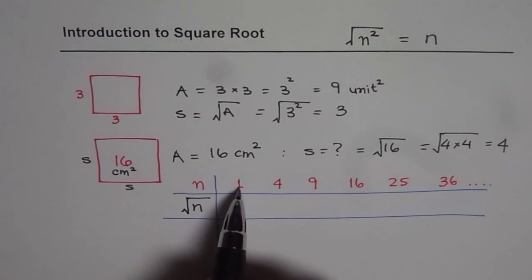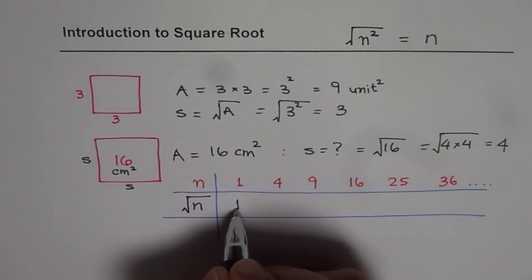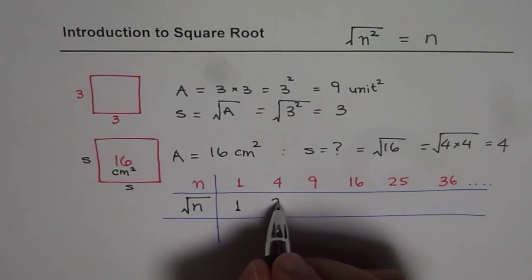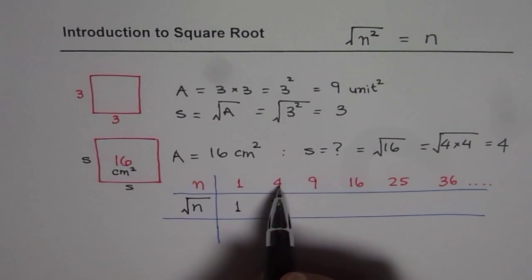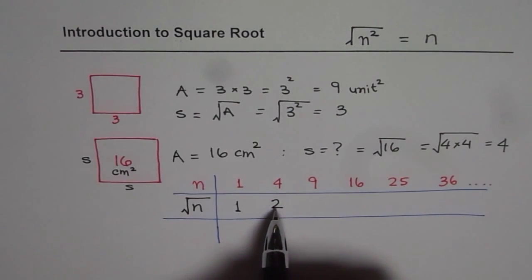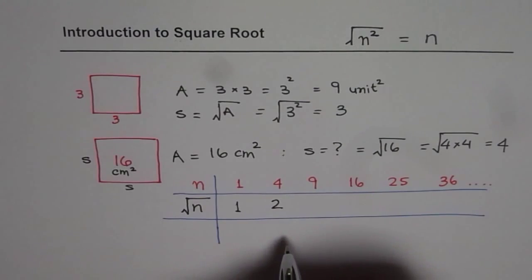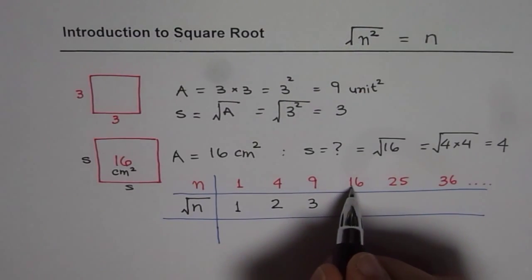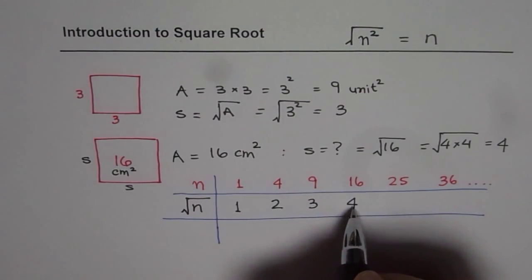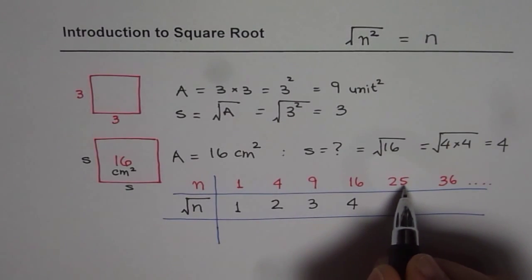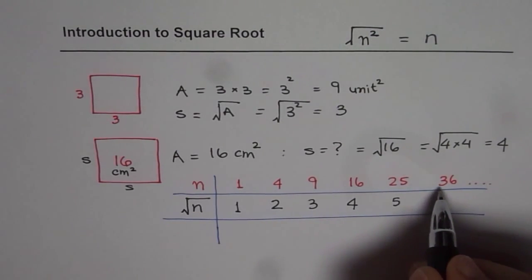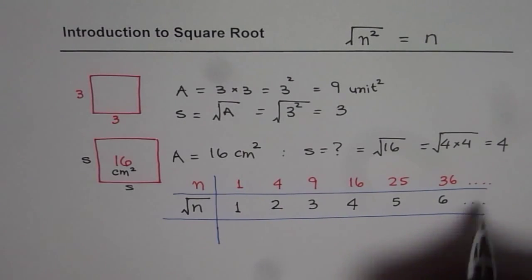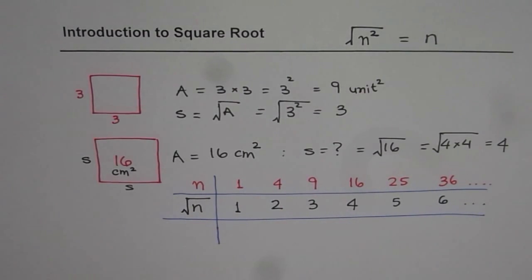I'll get square root of 1, which is 1. Square root of 4 will be 2. Since 2 times 2 is 4, square root returns me the number 2. Square root of 9 is going to be 3. Square root of 16 will be 4. Square root of 25 is going to be 5, and square root of 36 will be 6. Like this, we can continue. This is another way of looking at square root. So that kind of gives you an idea of what square root does.